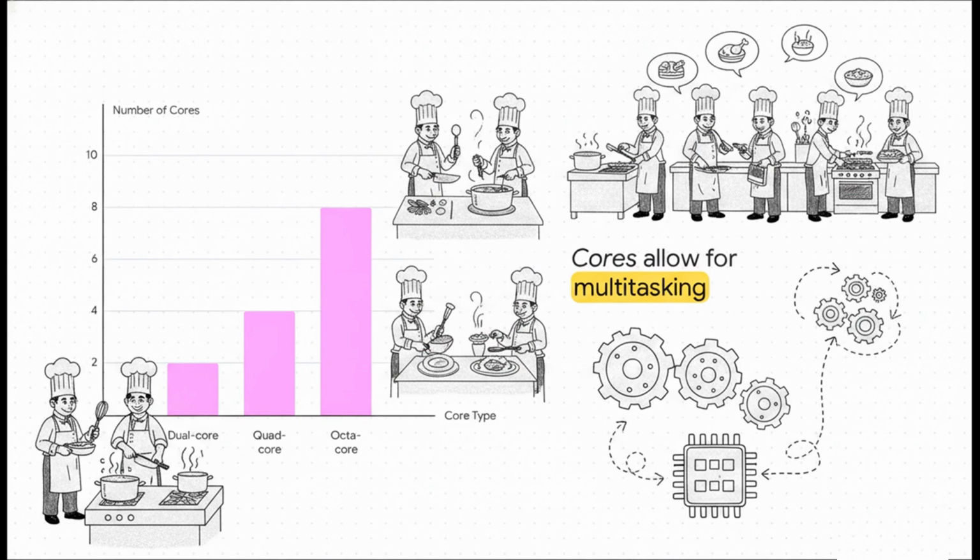But, one fast chef can only do so much during a crazy dinner rush. Modern computers solve this by adding more cores, like dual-core, quad-core, or octa-core setups. Adding a core is essentially hiring extra chefs to work independently in the exact same kitchen. So in this case, having too many cooks in the kitchen is actually the secret to incredible multitasking.